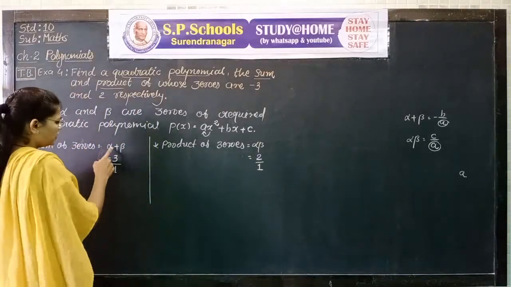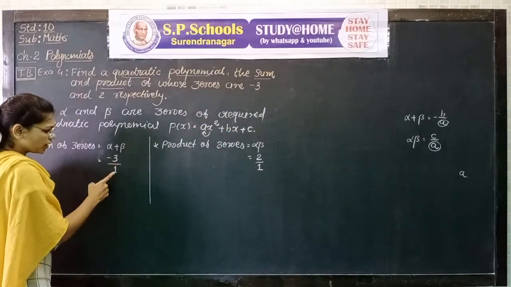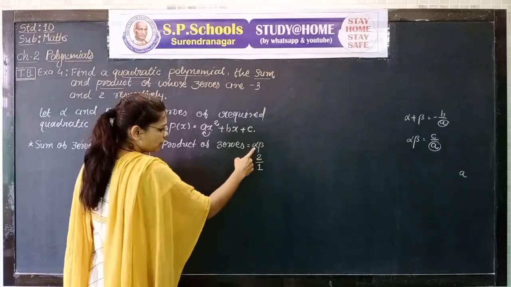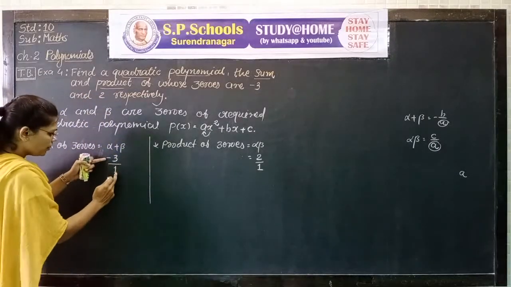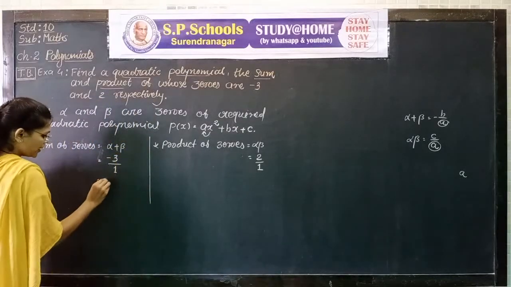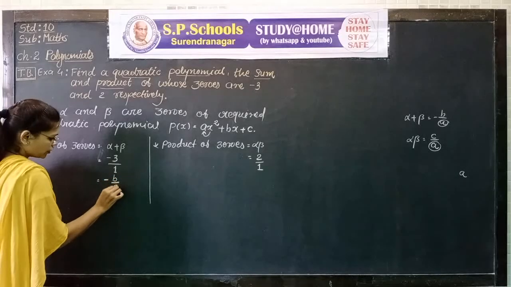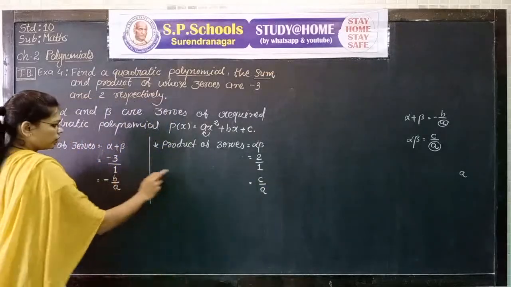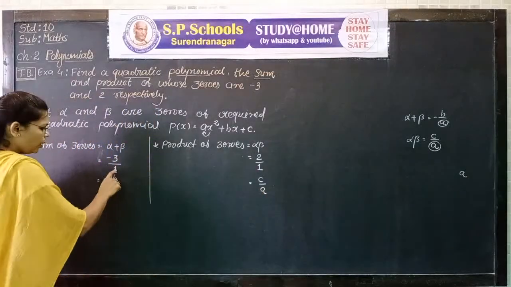On comparing alpha plus beta with -b upon a, and alpha into beta with c upon a, it looks like -b upon a is equal to -3, and c upon a remains as it is. Instead of 3 we have to write b upon a. In the right hand side, c upon a. Both denominators are equal, a and 1.